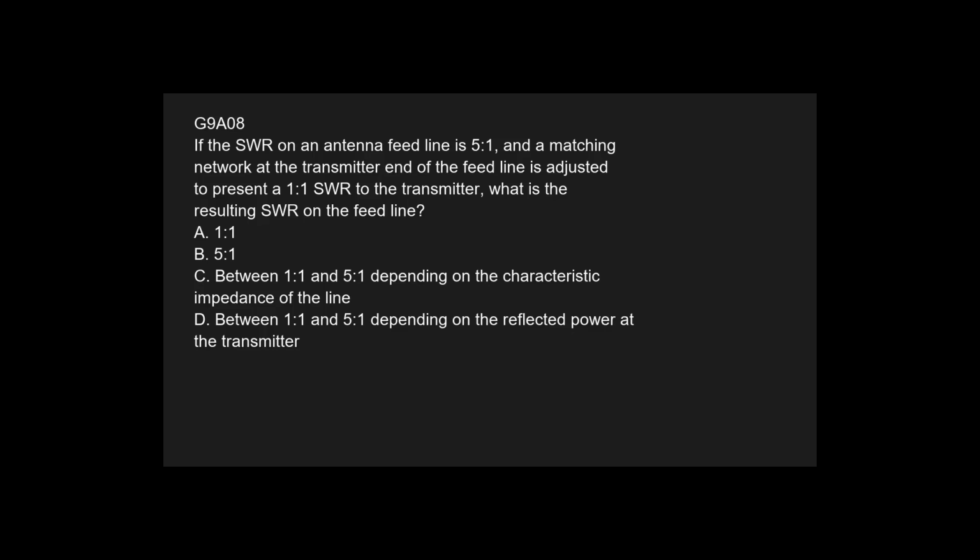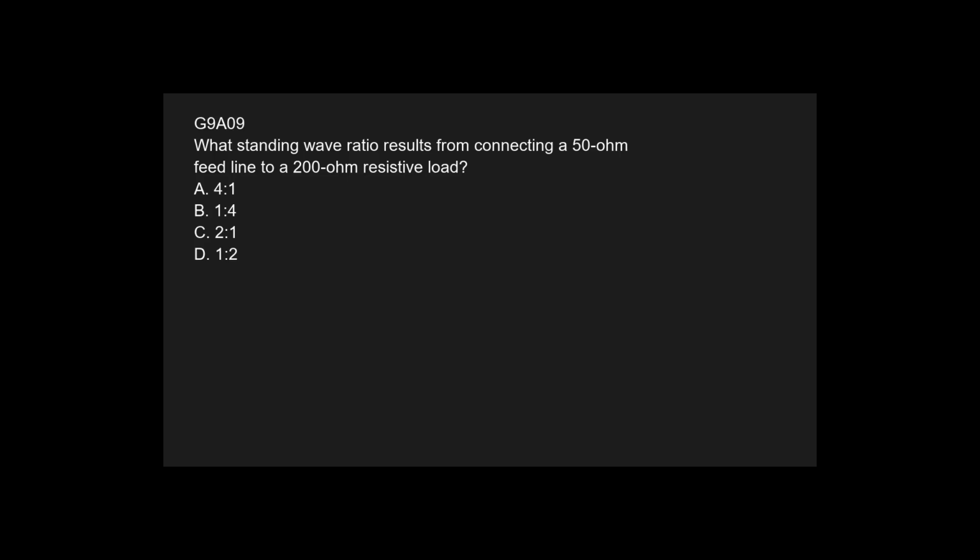Question. If the SWR on an antenna feed line is 5:1, and a matching network at the transmitter end of the feed line is adjusted to present a 1:1 SWR to the transmitter, what is the resulting SWR on the feed line? The correct answer is B. 5:1.